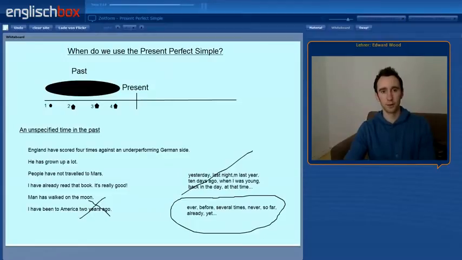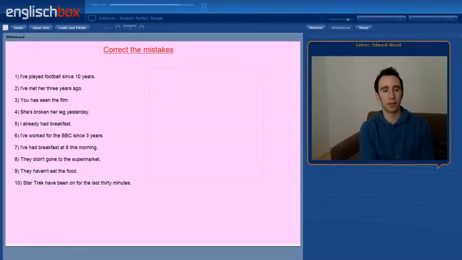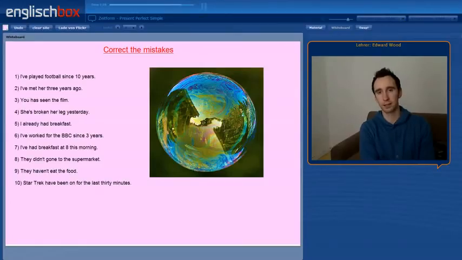Okay, so now we're going to do a few exercises to see if you can recognize the mistakes in the following 10 sentences. So I'm going to ask you to pause the video and correct the 10 sentences. Once you have corrected the 10 sentences, you can press play again and we can check those sentences on the next slide. So, if you'd like to pause the video and check the sentences now.